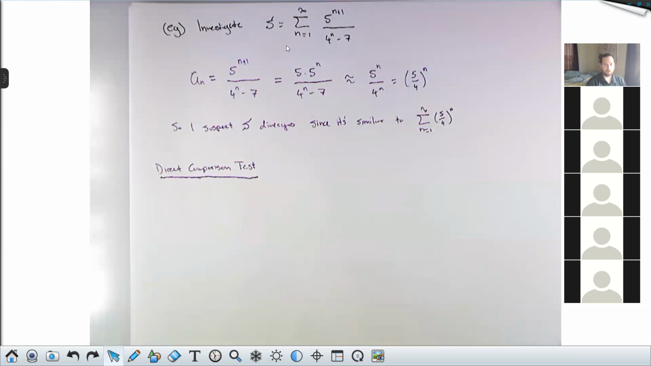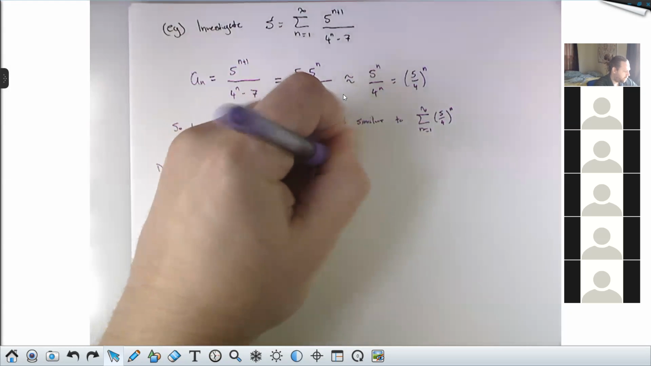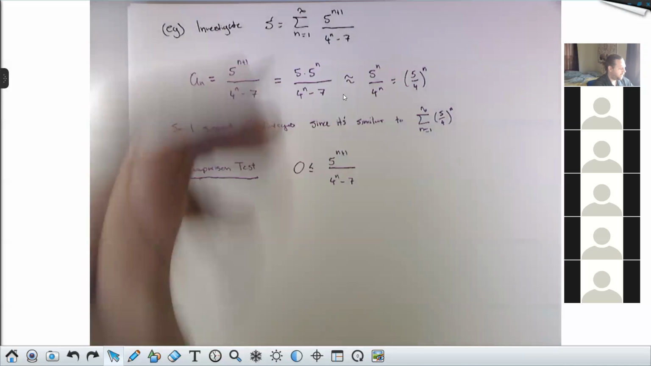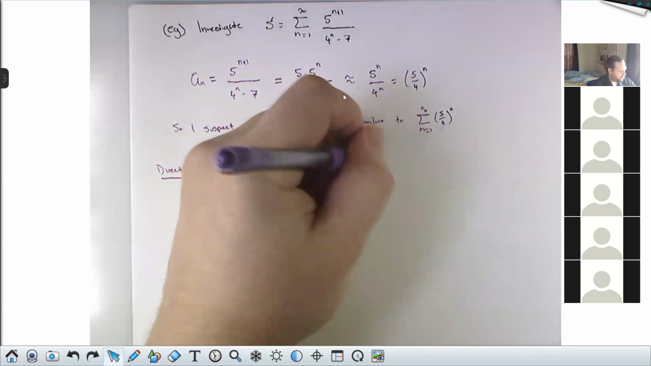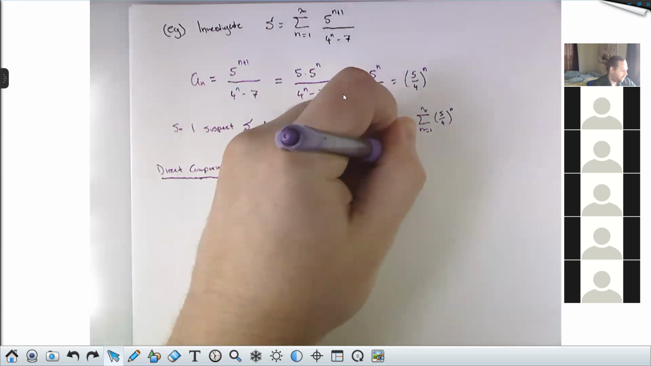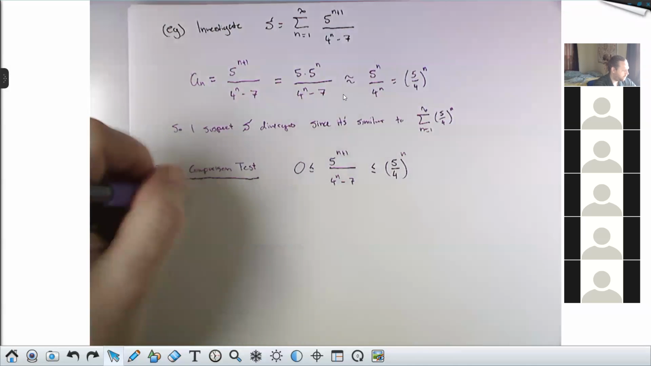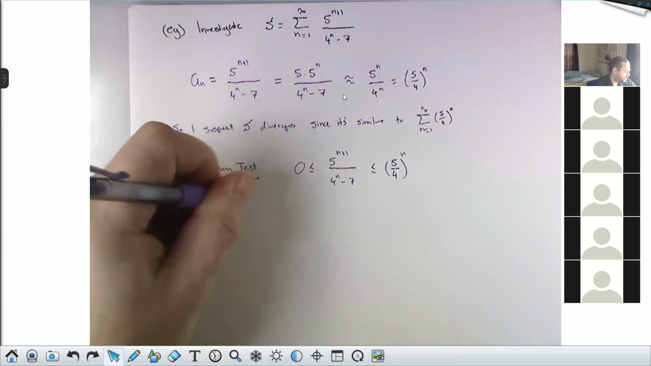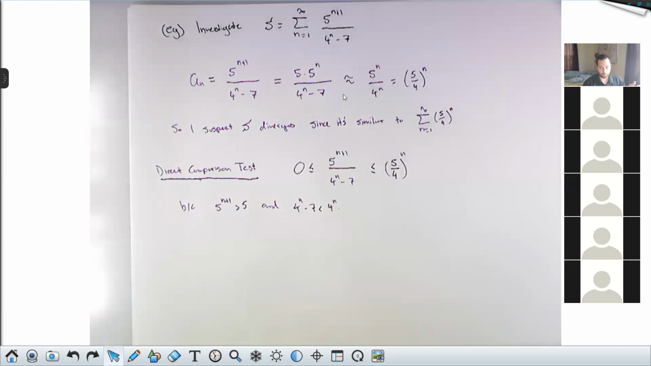Would it be bigger? Yeah, my numerator is bigger than the numerator of 5 to the n over 4 to the n, right? It's 5 times bigger. And my denominator is smaller, right? Because I've subtracted 7. So here we go. 0 is less than or equal to 5 to the n plus 1 over 4 to the n minus 7, at least eventually, right? Maybe for n equals 1, this is not true, but for n equals 2, it is, and onward. And this is less than 5/4 to the n, because the numerator is bigger and the denominator is smaller. Right? So either one of those things on their own would have done it.